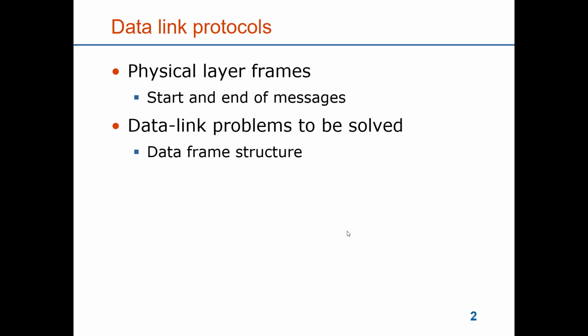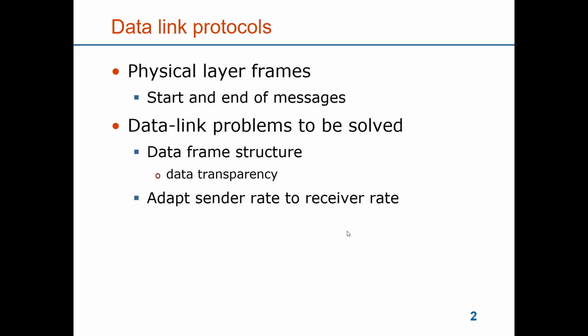An issue to be dealt with here is data transparency, as we will see. Another function that the data link has to provide is flow control to adapt the sender rate to the receiver rate. As we see, there are reasons for the receiver not being able to receive data at the same rate as the sender can send it.